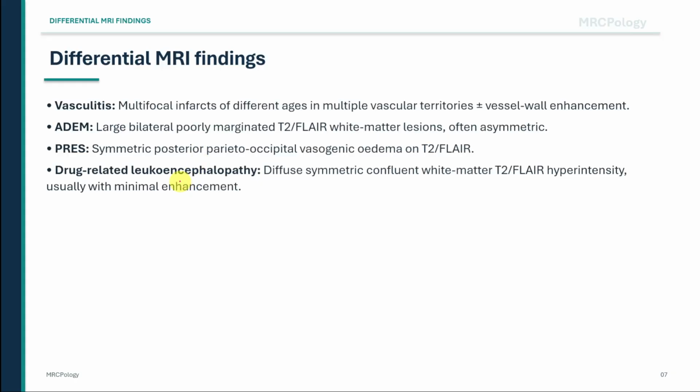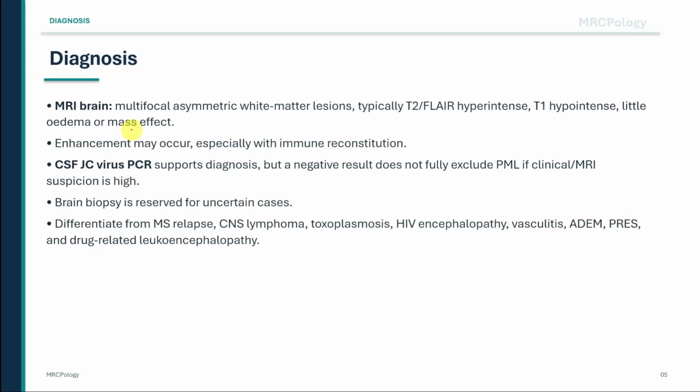Diagnosis of PML is based on the clinical setting, MRI pattern, and virological confirmation. MRI brain typically shows multifocal asymmetric T2 or FLAIR hyperintense white matter lesions with little edema or mass effect. CSF JC virus PCR supports the diagnosis. However, a negative CSF JC virus PCR does not fully exclude PML if the clinical and MRI suspicion is high. Brain biopsy is reserved for uncertain cases where the diagnosis remains unclear.